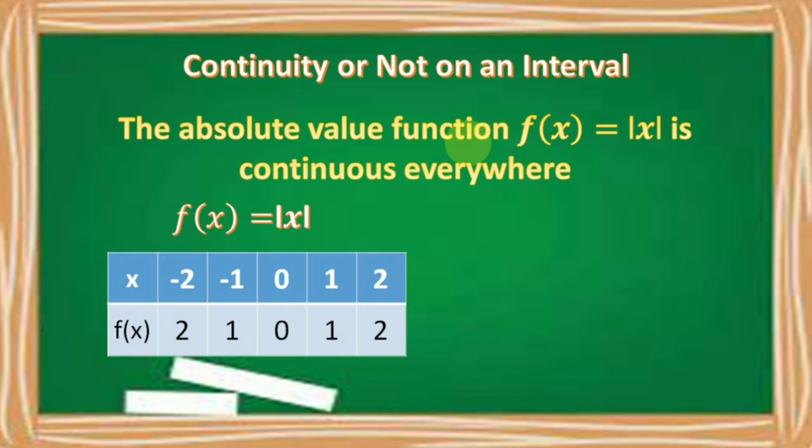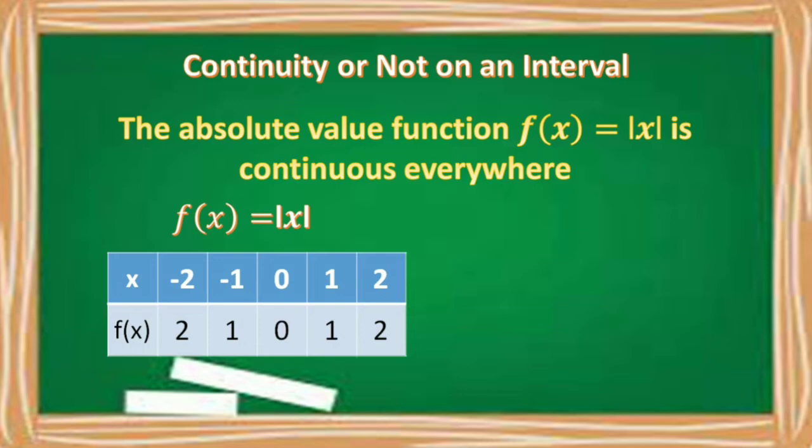If x is -2, then f of x equals 2, because the absolute value of -2 is 2. If x is -1, then f of x equals 1, because the absolute value of -1 is 1. If x is 0, then f of x is also 0 because the absolute value of 0 is 0.